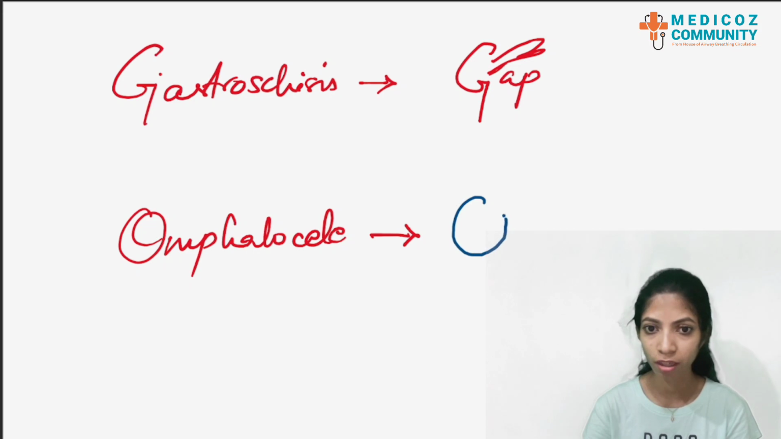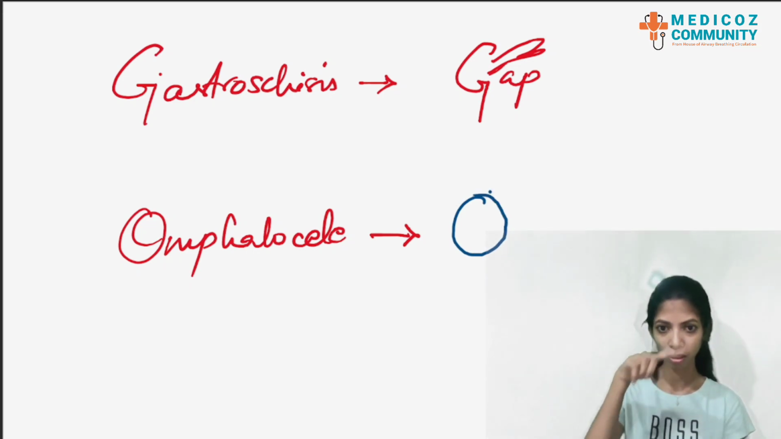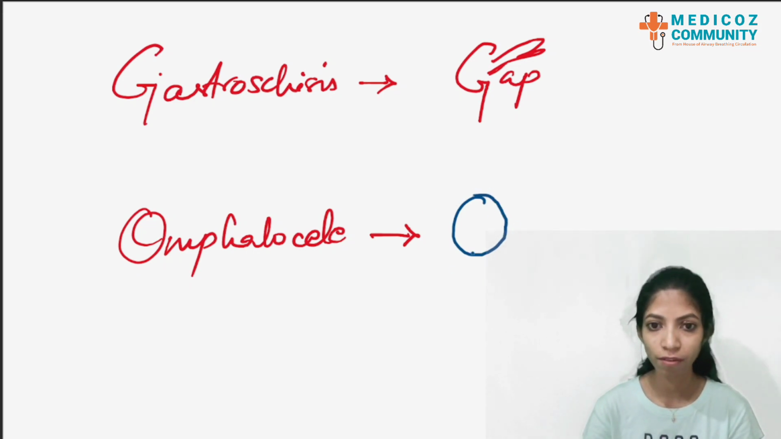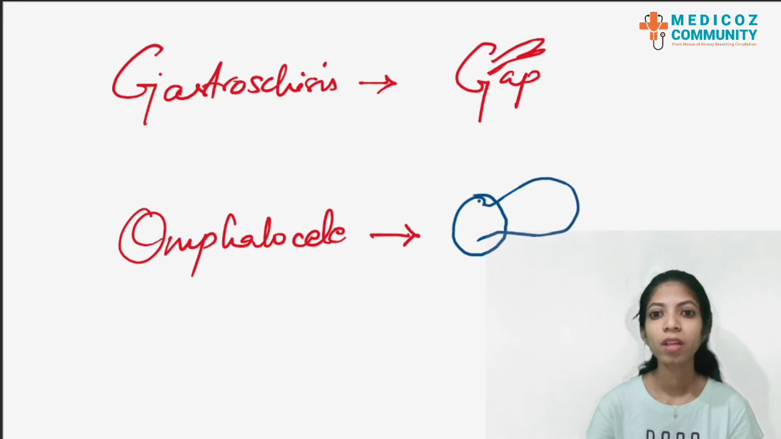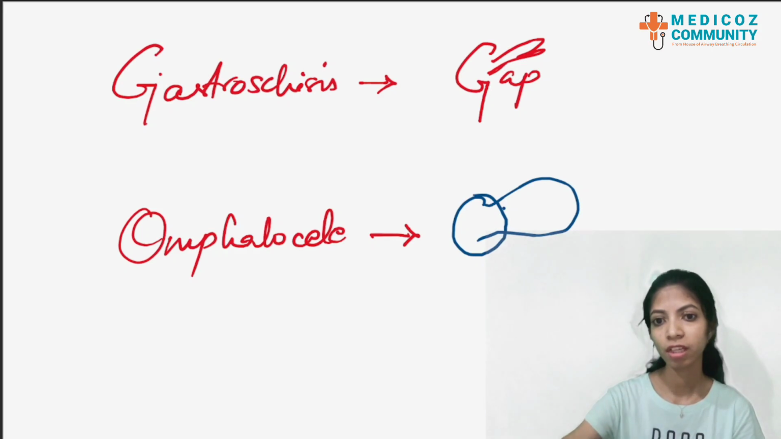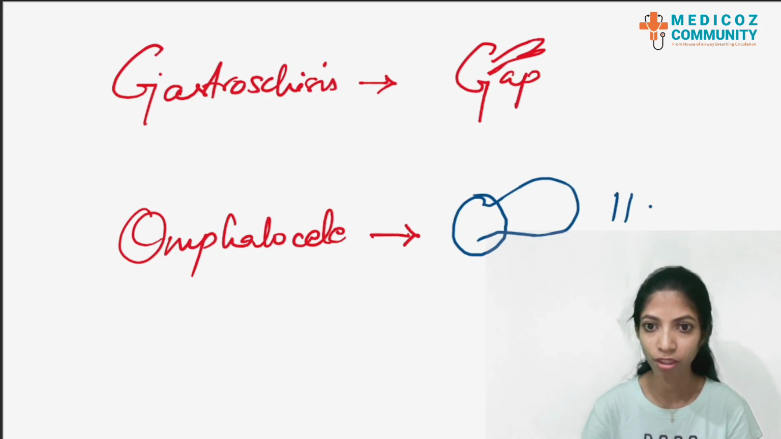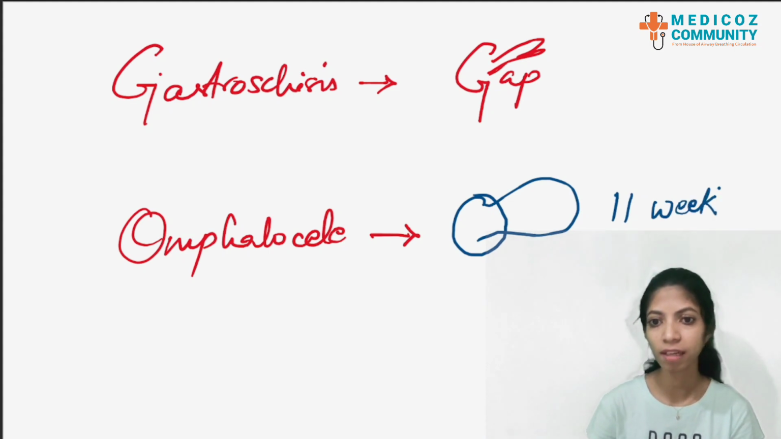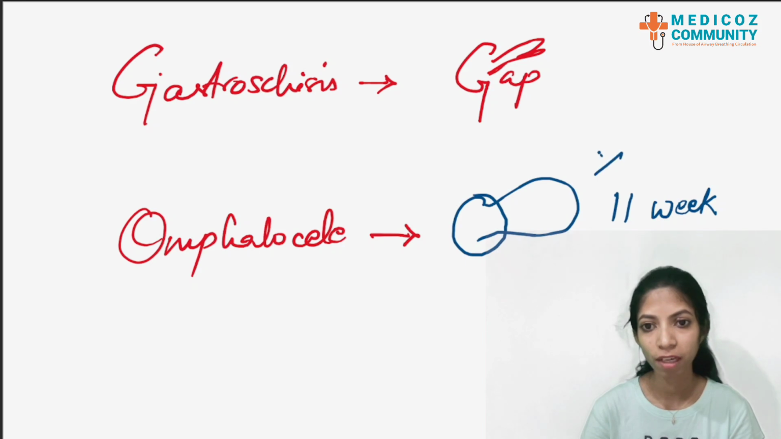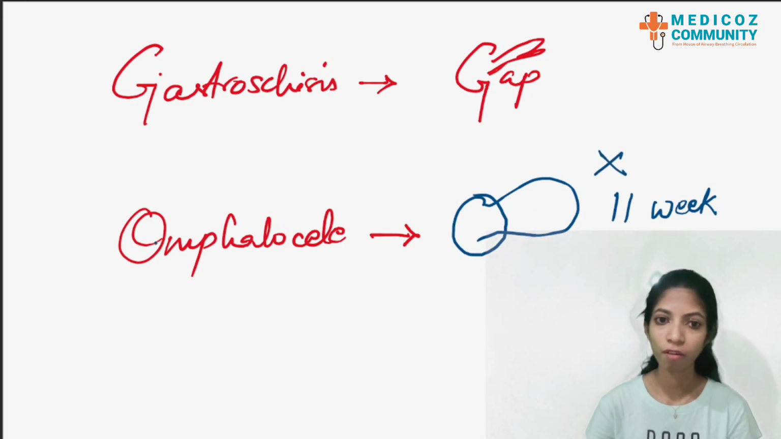So how do you remember this? Omphalocele, you remember O for circle, like the umbilicus. The umbilicus looks circular, no? So circle for umbilicus, and from this umbilicus the contents are coming out. Usually they come out and then have to go back, but here there is failure of return of the contents through the umbilicus by the 11th week. If by the 11th week they're not returning, then it forms an omphalocele.